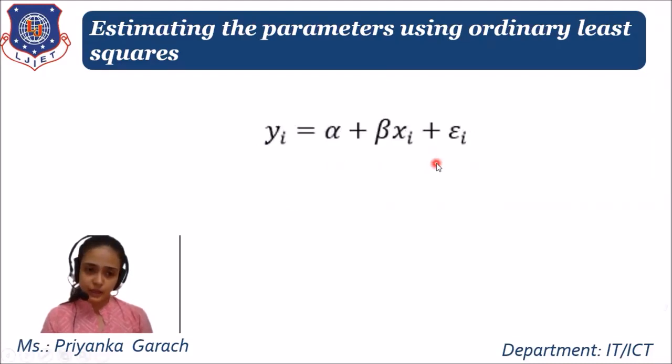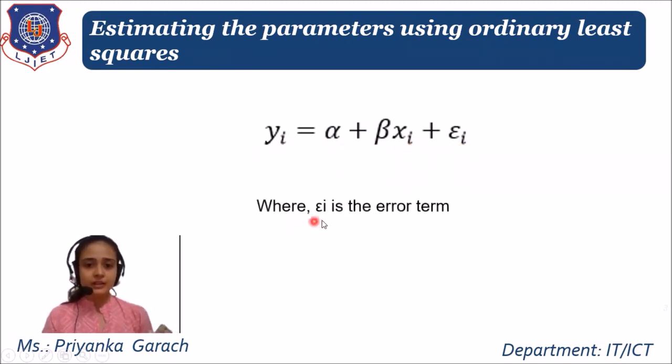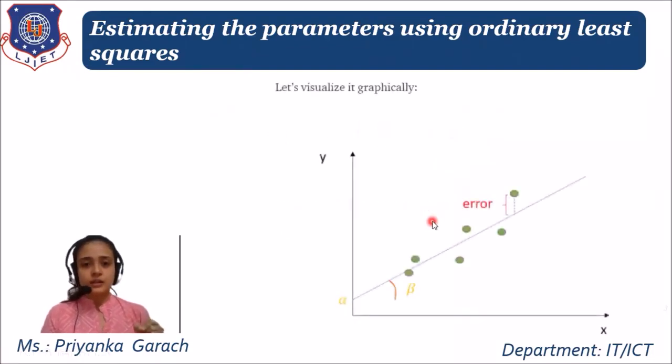Suppose this is my equation of the linear line, y_i equals alpha plus beta x_i plus epsilon_i. From this complete equation, what is my error term? The epsilon_i is my error term.